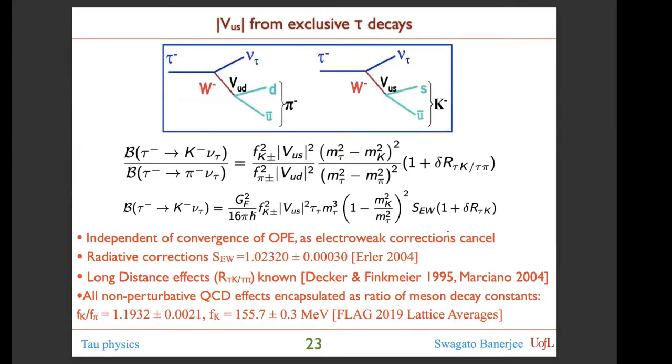We can also measure Vus from the exclusive tau decays by looking at either the ratio of tau to K divided by tau to pi or tau to K alone. And the various correction factors from the QCD thankfully cancel in this ratio. We have some long distance, small effects, which are expressed as the 1 plus delta R term. And also in this extraction, we use this ratio of F_K over F_pi from the lattice, which are obtained from the 2019 FLAG averages.